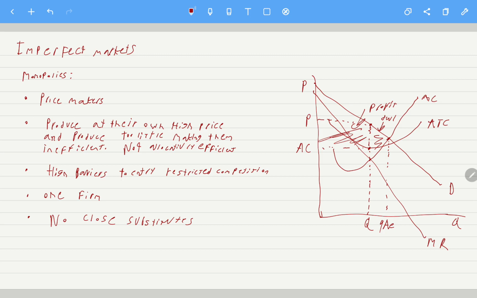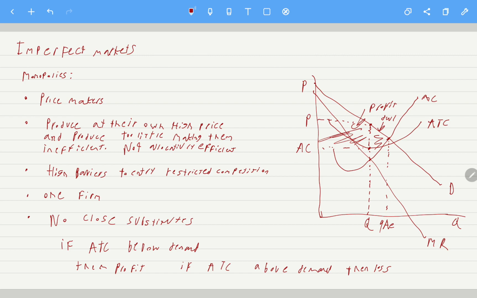And so there is a really important concept to know here. If ATC is below demand, then profit. If ATC, or average total cost, is above demand, then loss. So here, let's draw them in a loss.